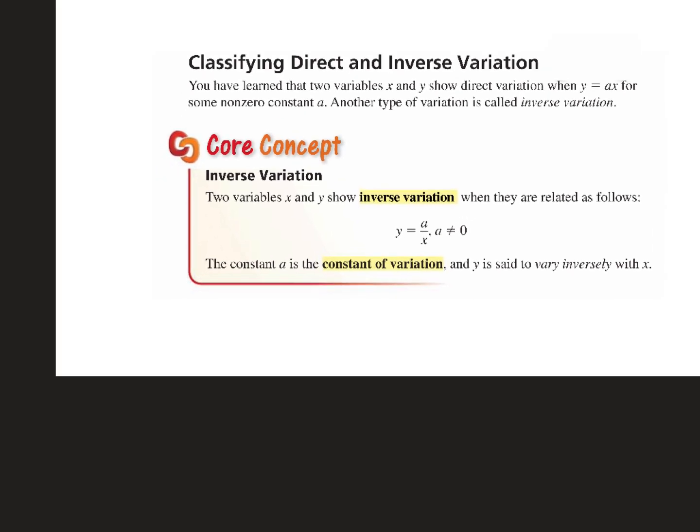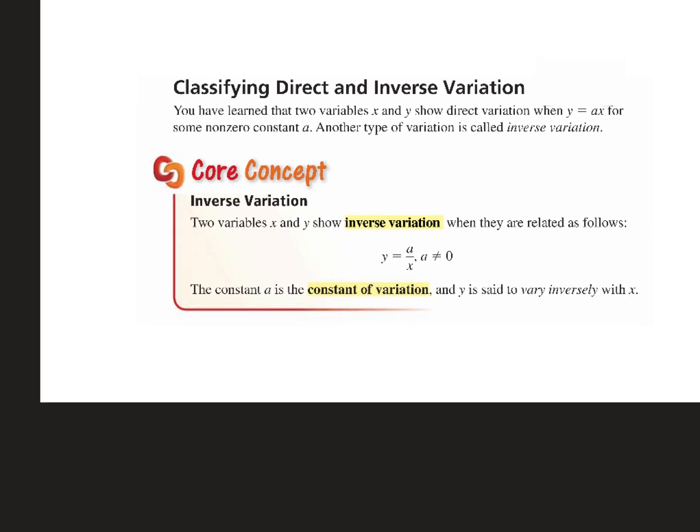All right, we're going to talk about two different concepts. Direct variation is y equals a times x. And inverse or indirect is y equals a divided by x.